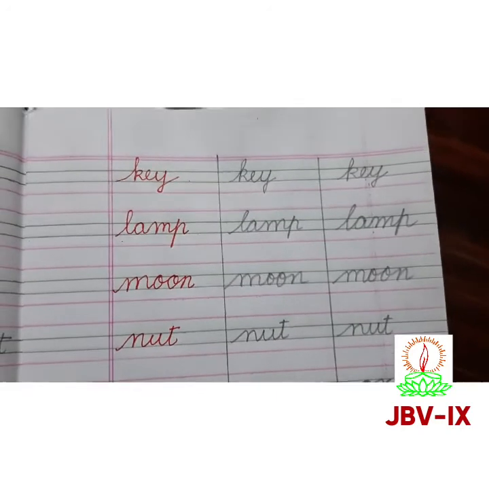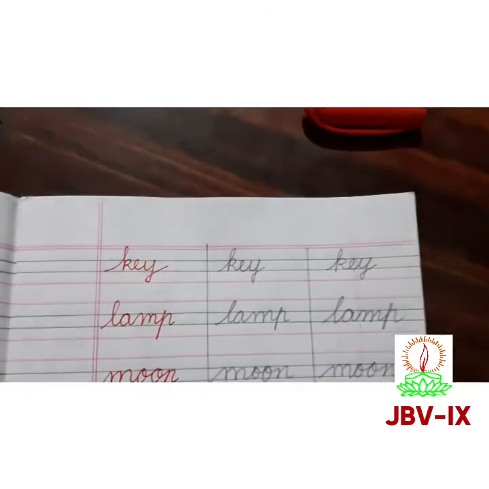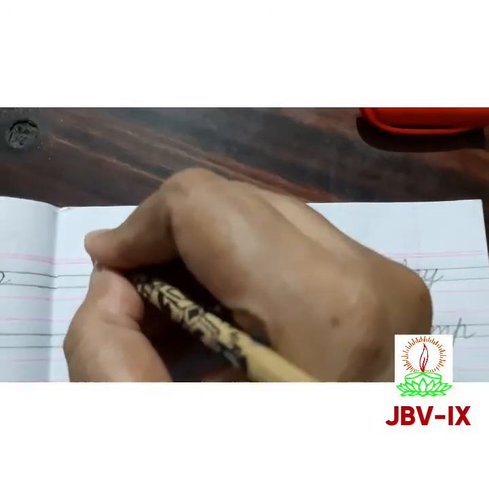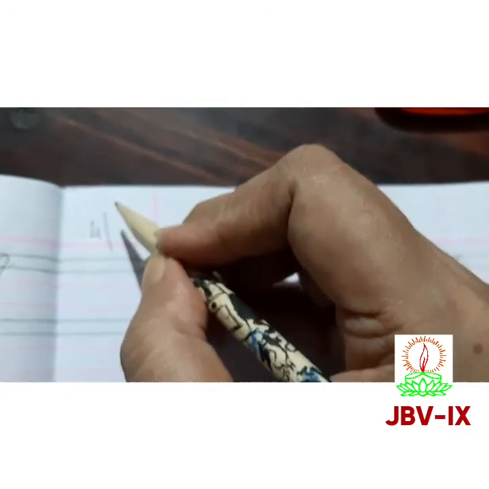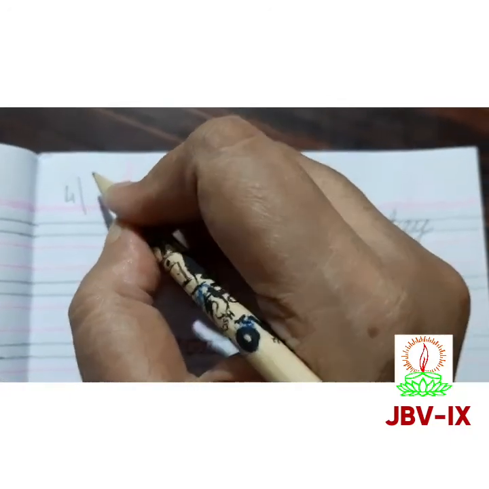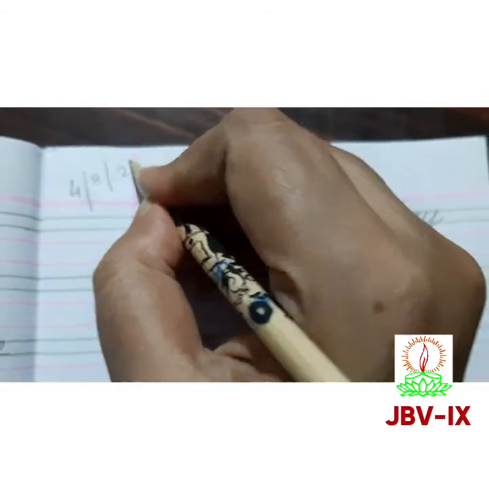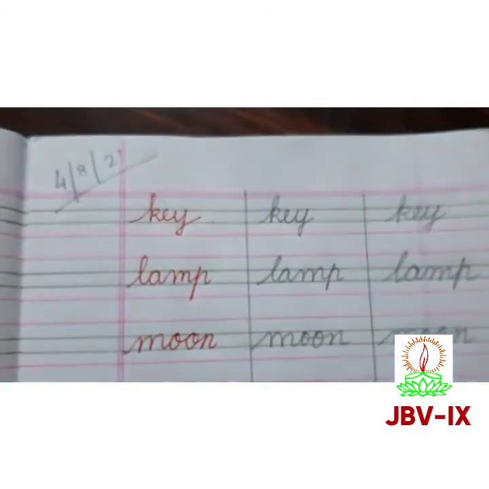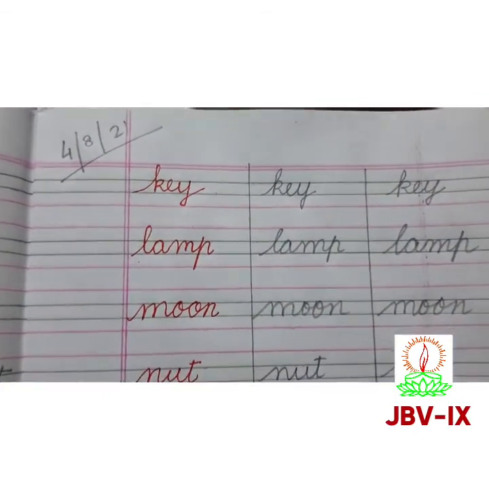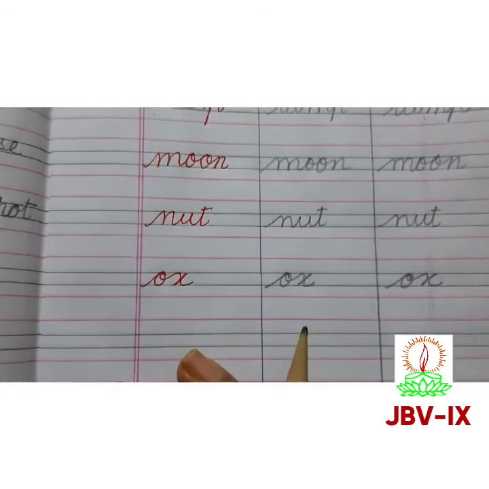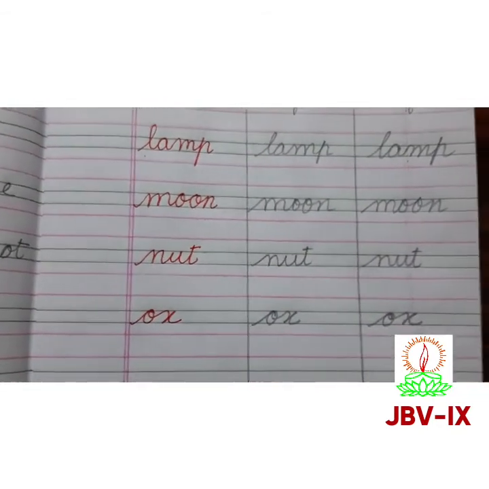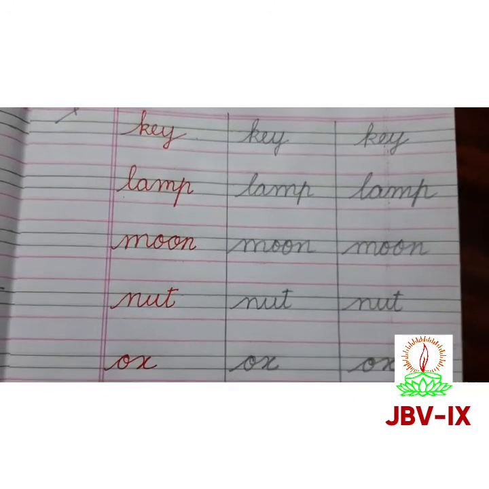Like this you have to write, and children write today's date also. Date is 4/8/21. Okay children, like this you have to write and send it to your group.